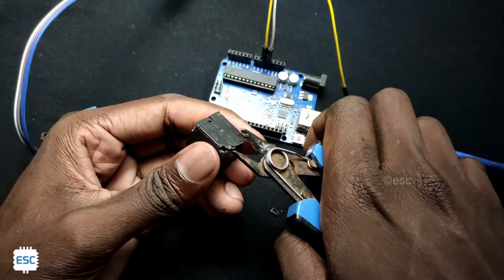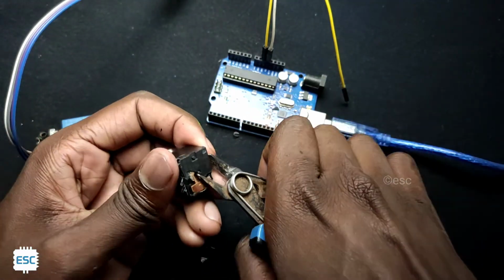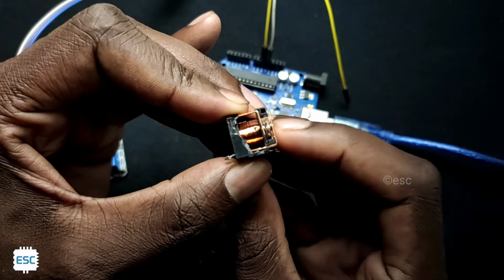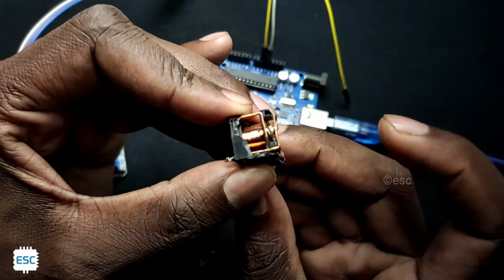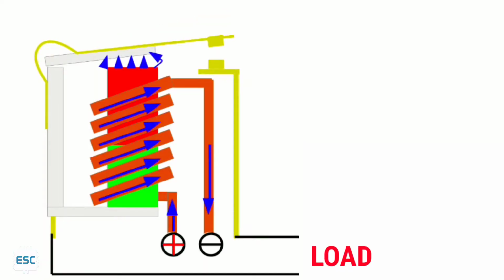To know that, let's open a relay. Here now you can see a naked relay. And you can see the mechanical contacts. When we apply a signal to relay, these mechanical elements come in contact with each other, and this will make that clicking sound.